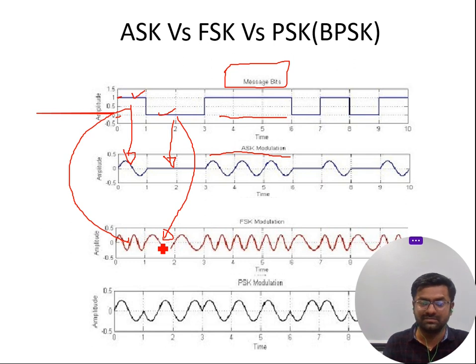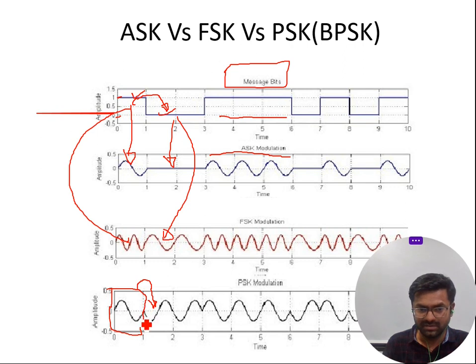Now we will see the concept of how phase modulation happens. You can observe here, for logic 1 the carrier will come as it is. Now for logic 0, whenever my transition is happening from logic 1 to logic 0, I will be getting a 180 degree phase shift. See here, 180 degree phase shift.